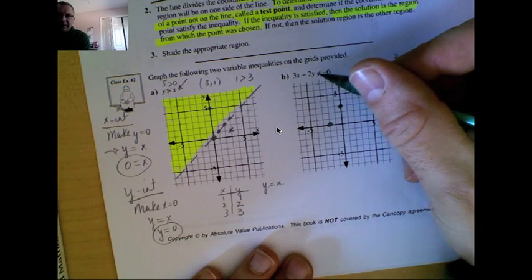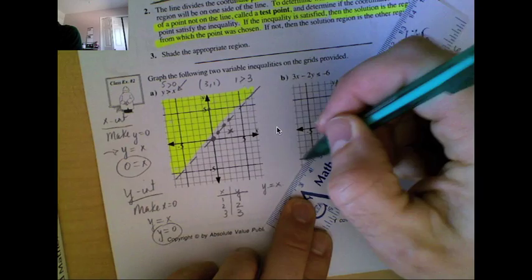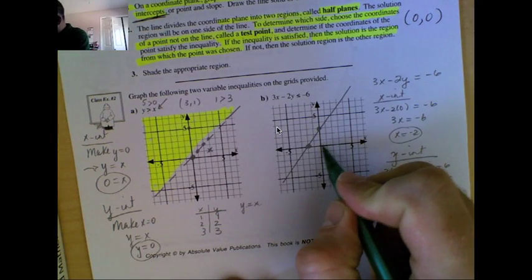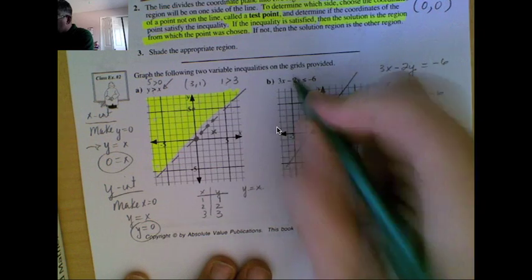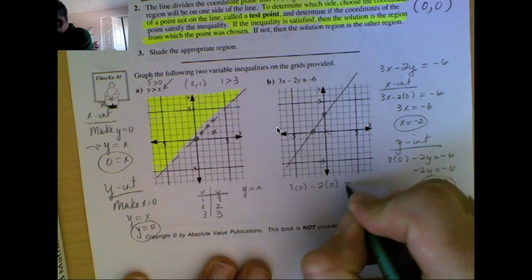I need to look at my inequality. My inequality has an equals in it. So that means that this is a solid line. That means the line is included in the solution. And so now we're going to use the test point (0, 0) in our equation. That means we're going to put 0 in for x and 0 in for y.